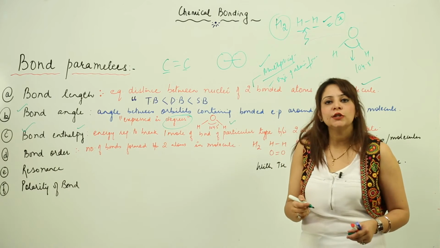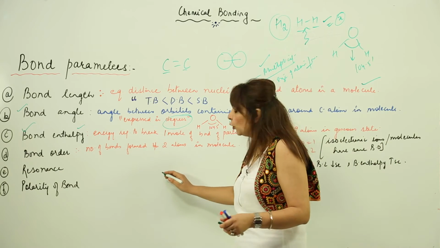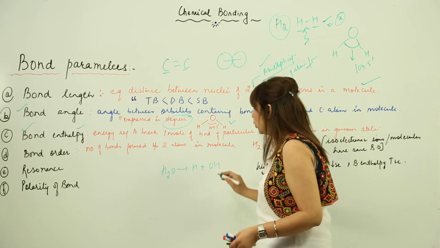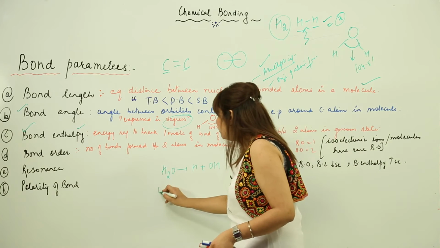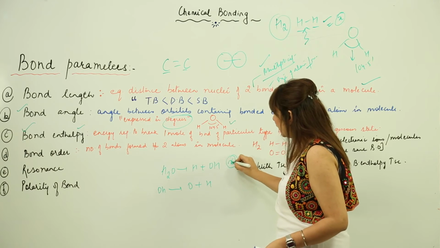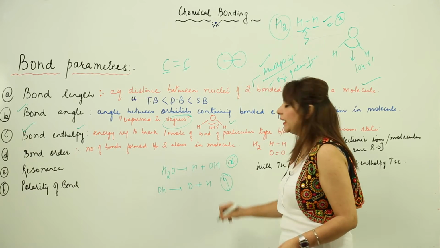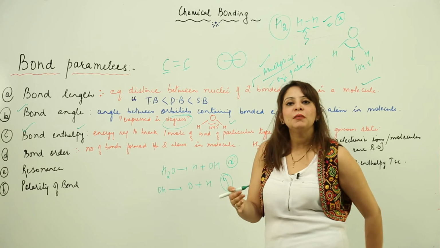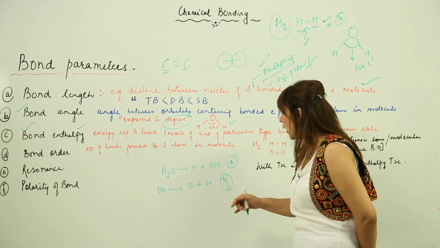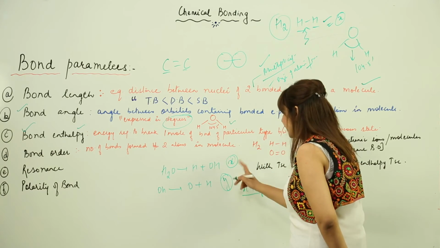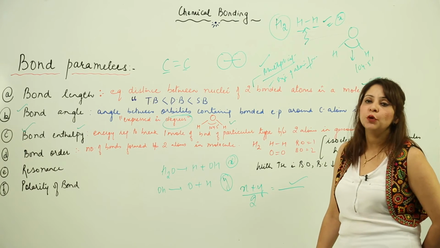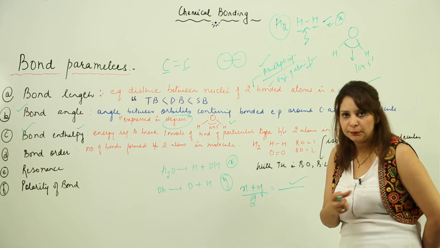But in a few cases you get more than one type of bond. Suppose I have H2O. When I break it, I get H and OH. Then I further break OH and get O and H. Suppose for the first step I supplied energy X and for the second step I supplied energy Y. If multiple bonds are present, we take into consideration the average bond enthalpy. We add these values and divide by the number of bonds, which gives the average bond enthalpy. Average bond enthalpy is taken into consideration when you see multiple bonds.